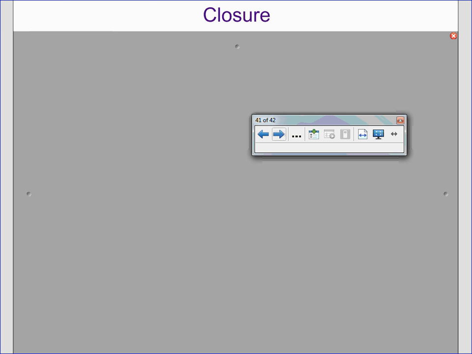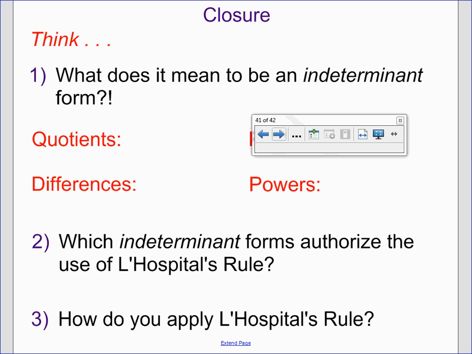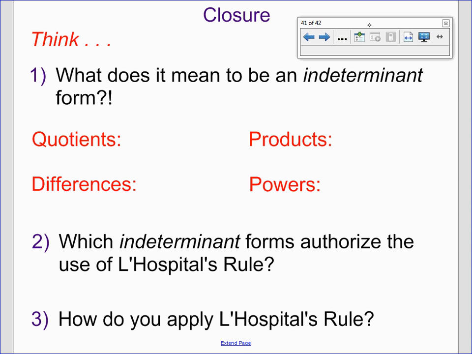We can do it. I believe in you. 3 minutes, no problem. So what does it mean to be an indeterminate form? What are the indeterminate quotients? What are the indeterminate products? What are the indeterminate differences? What are the indeterminate powers? Which indeterminate forms authorize the use of L'Hopital's rule? Nice. And how do we apply L'Hopital? So let's go ahead and get a written response for each of these.